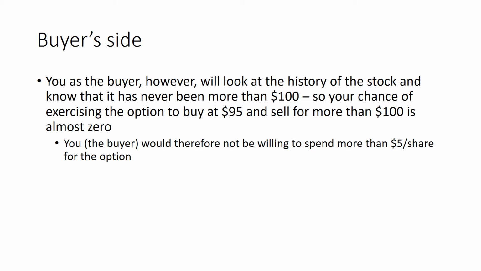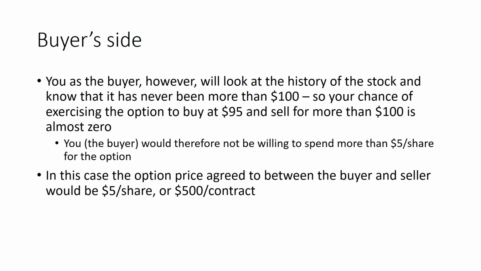So if we look at it from the buyer's side, you're going to look at the history of the stock and know that it's never been more than $100. So your chance of exercising the option to buy at $95 and selling it for more than $100 is almost zero. So you're not going to be willing to spend more than $5 a share either. So in this case, it's pretty simple. The option price agreed to between the buyer and the seller would have to be $5 per share or $500 per contract, because the seller's not going to go any less and the buyer's not going to go any more.